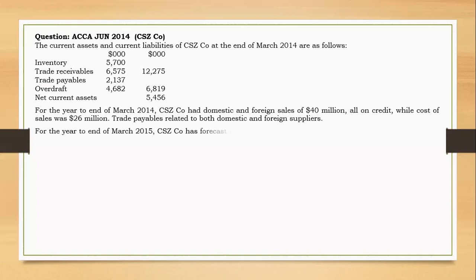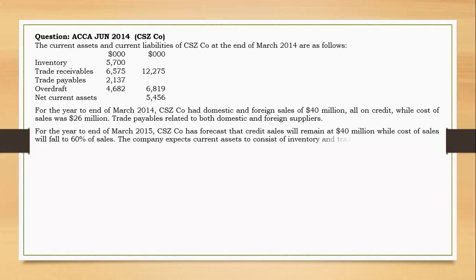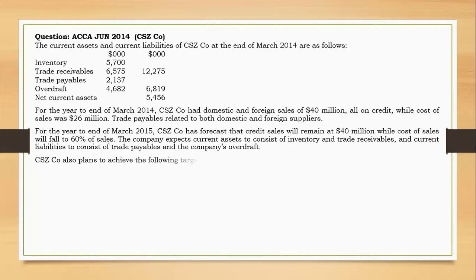Then, for the year to the end of March 2015, the next year, CSZ Company has forecast that credit sales will remain at $40 million, just as 2014, while cost of sales will fall to 60% of sales. Then, the company expects current assets to consist of inventory and trade receivables, while current liabilities will consist of trade payables and the company's overdraft. So that's what we are told comprises current assets as well as current liabilities.